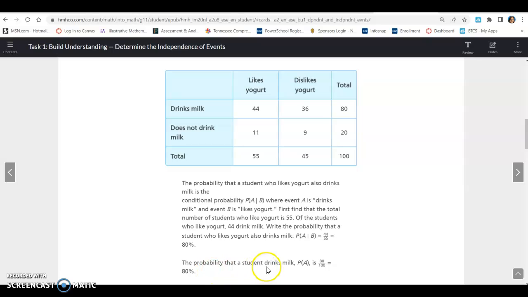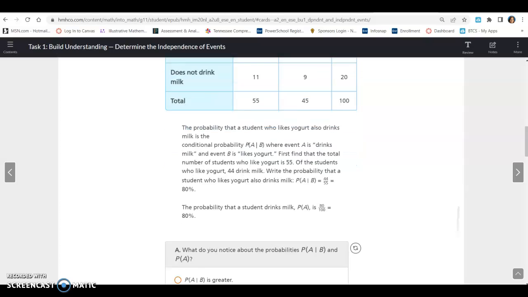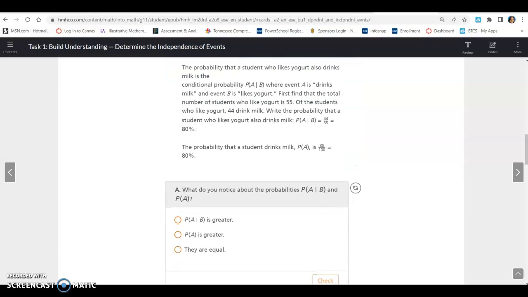And then the probability that a student drinks milk is 80 out of the 100, which is also 80%. So those two things were equal. What do you notice about the probability of P of A given B, the conditional probability, and P of A? Those two are equal.